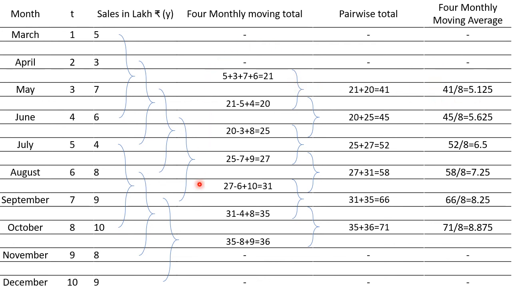Okay, see, I will do it once again. In the 4 monthly moving total, we made a total of 4 values. Then we made a total of these 2 values to get our single values. That means 4 plus 4, total 8 values were added to get the pairwise total column, and then we are going to find the average by dividing them with 8. So this way you get your 4 monthly moving average.